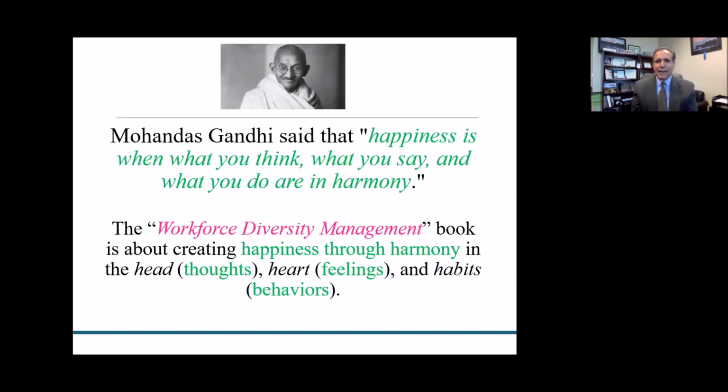Mahatma Gandhi said that happiness is when what you think, what you say, and what you do are in harmony. The same thing can be applied, obviously, in the workplace. So diversity management is about creating happiness through harmony in our thoughts, in our feelings, in our behaviors every single day.